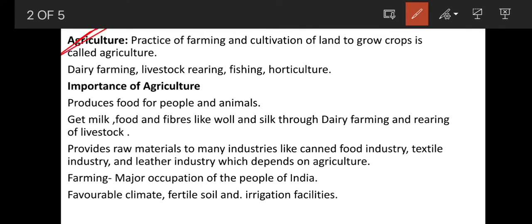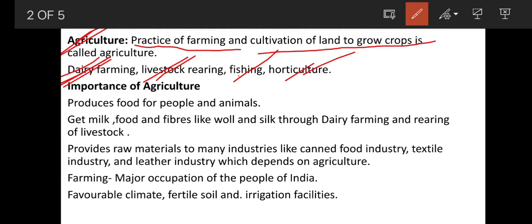Agriculture. What do you mean by agriculture? That is, the practice of farming and cultivation of land to grow crops is called agriculture. That is, growing crops and the practice of farming means dairy farming, livestock rearing, fishing, and horticulture. What do you mean by dairy farming? Keeping animals for milk. That is, the farm which produces milk.